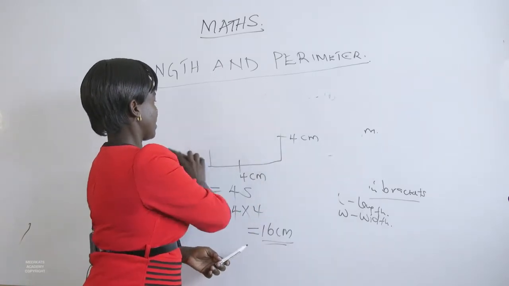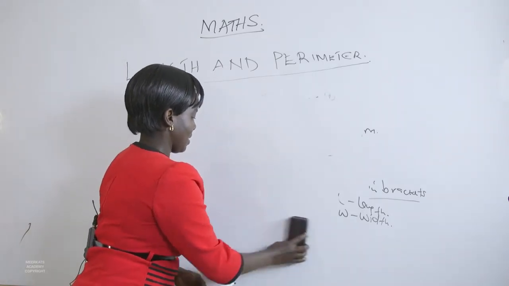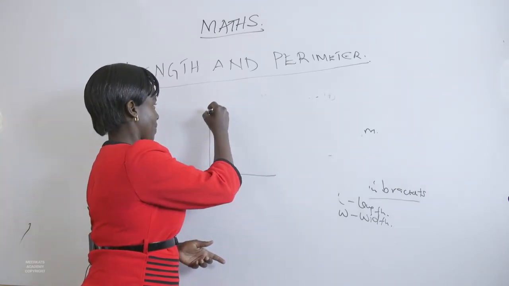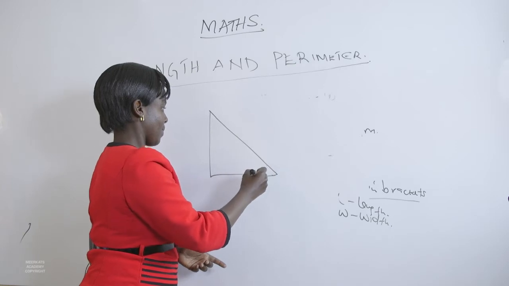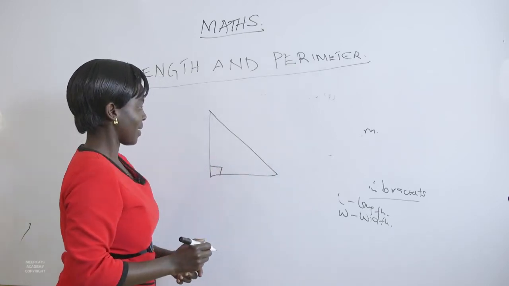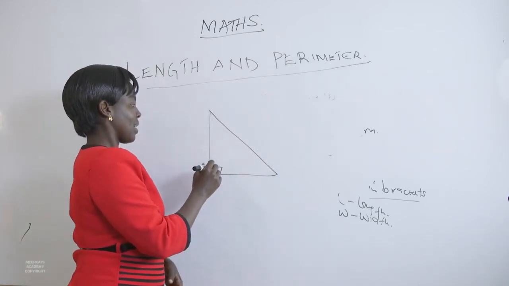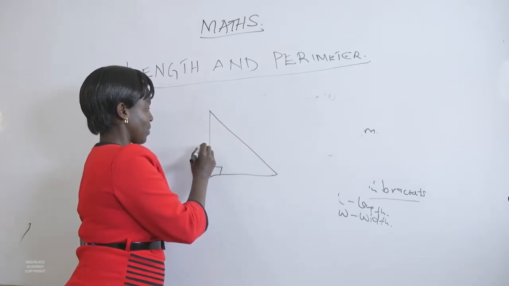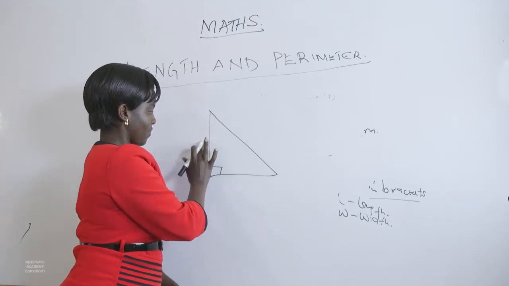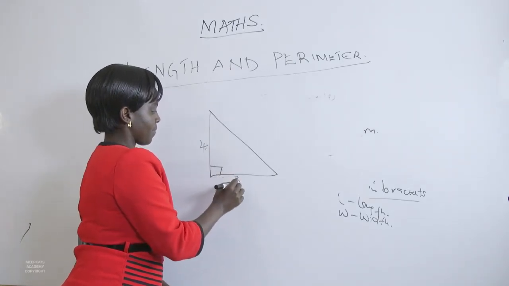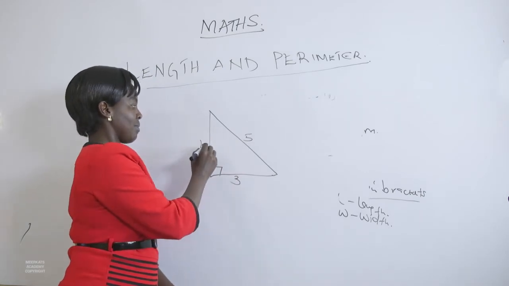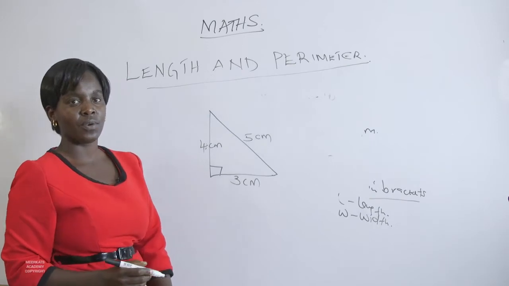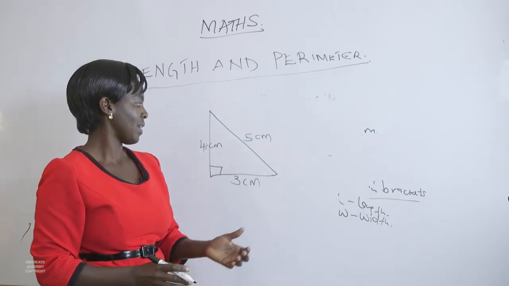What about the perimeter of a triangle? And our shape this time around is a right angle triangle. So we have 4. These are the measurements. We have 4, 5, and 3.